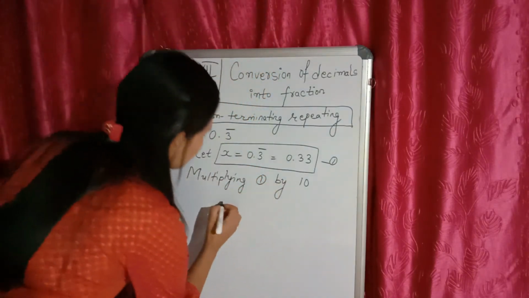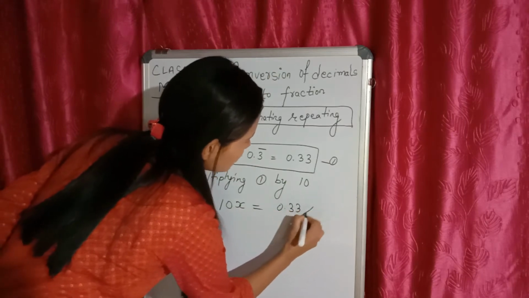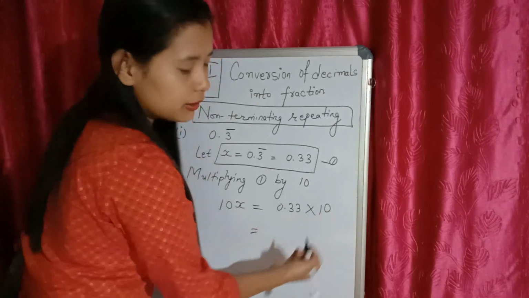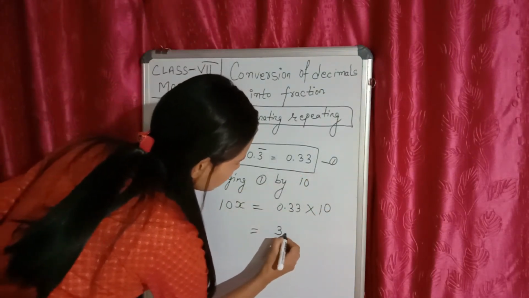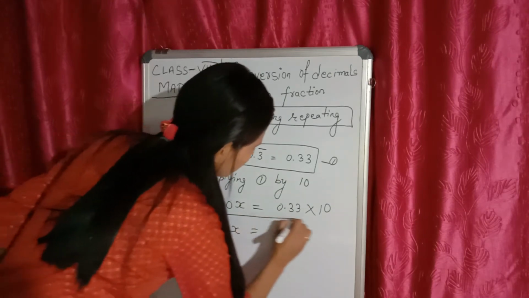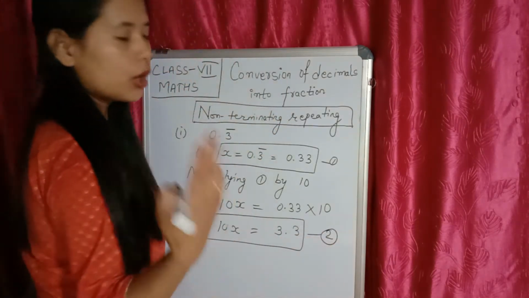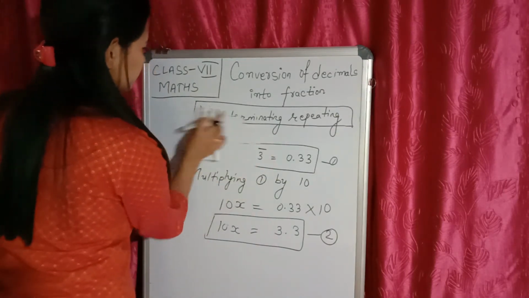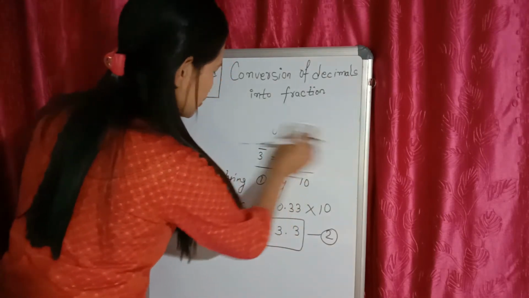So 10x equals 0.33... into 10. We know how to multiply a decimal by a power of 10: we shift the decimal towards the right. So this gives us 3.3. So 10x equals 3.3. Let us name this equation 2. Okay, so we have equation 1 and equation 2.